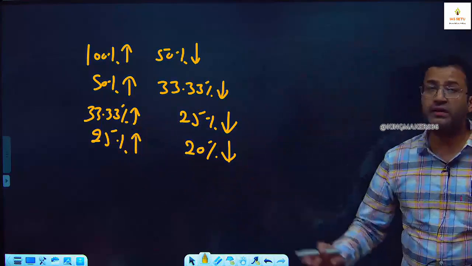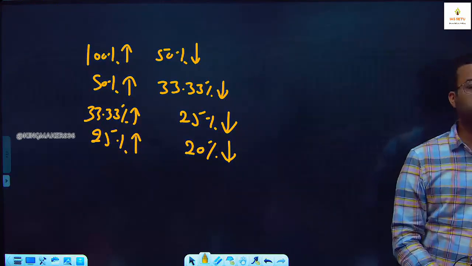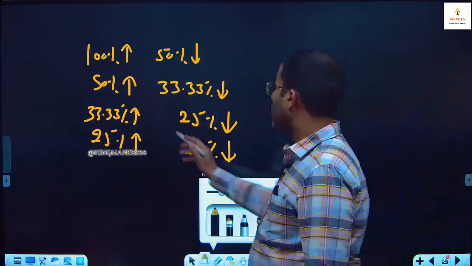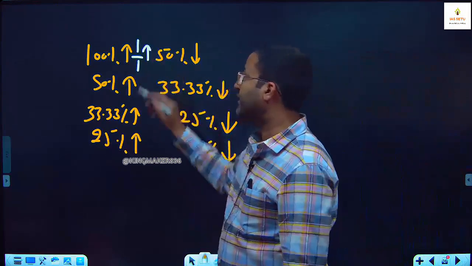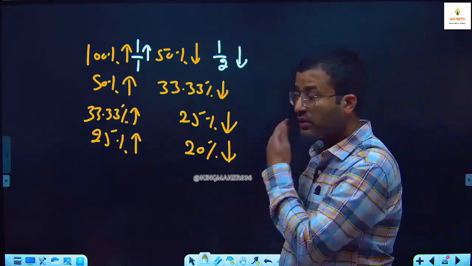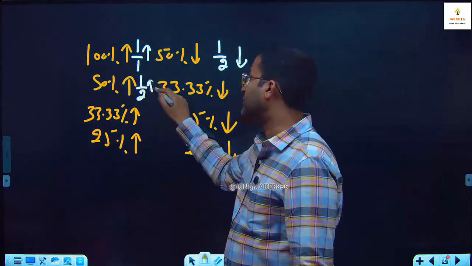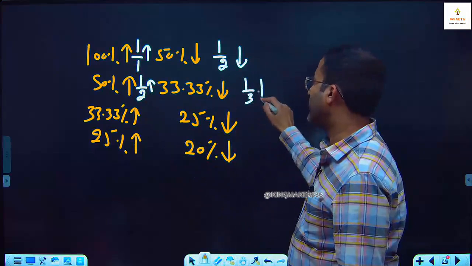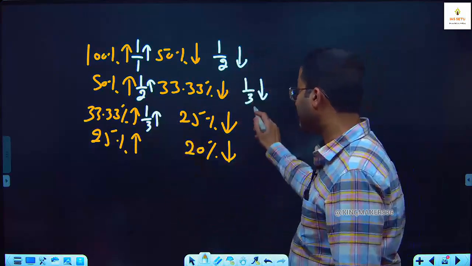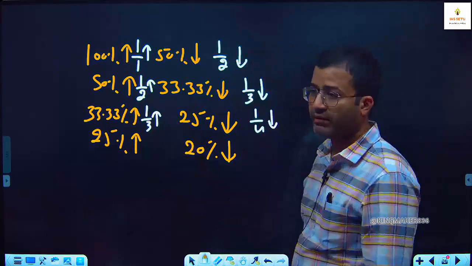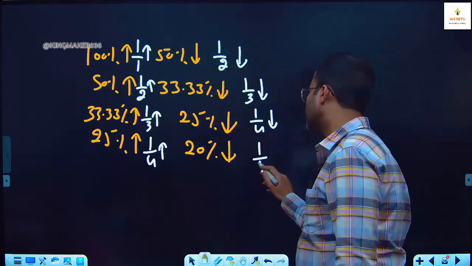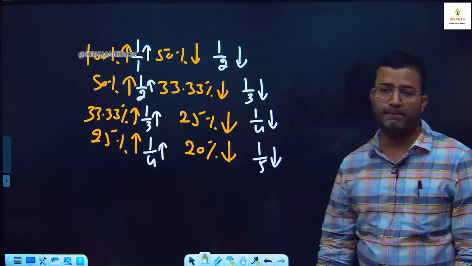No need to mug up this table because there is a relationship. I write fraction value here. This is 1/1 increase compensated by 1/2 decrease, 1/2 increase compensated by 1/3 decrease, 1/3 increase compensated by 1/4 decrease, 1/4 increase compensated by 1/5 decrease.